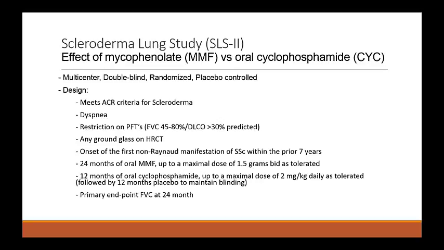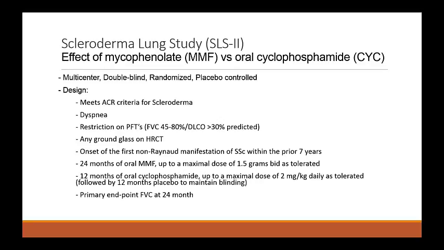A lot of the same criteria was used. The only thing that changed really was they dropped the BAL requirement. They just went off of active alveolitis based on ground glass findings on high-resolution CAT scan. The treatment for the CellCept was for 24 months, and the treatment for the cyclophosphamide was for 12 months, after which they were taking pretty much like a placebo pill.